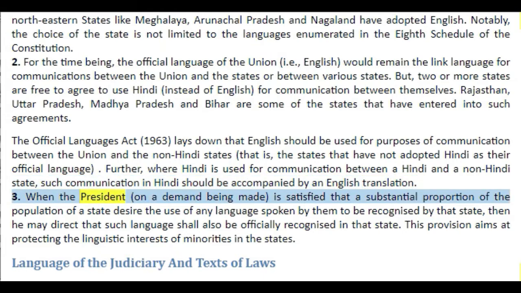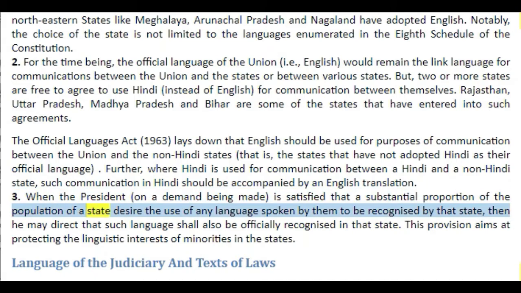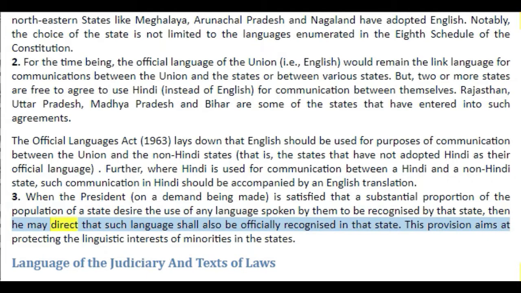3. When the President, on a demand being made, is satisfied that a substantial proportion of the population of a state desire the use of any language spoken by them to be recognized by that state, then he may direct that such language shall also be officially recognized in that state. This provision aims at protecting the linguistic interests of minorities in the states. Language of the judiciary and texts of laws.